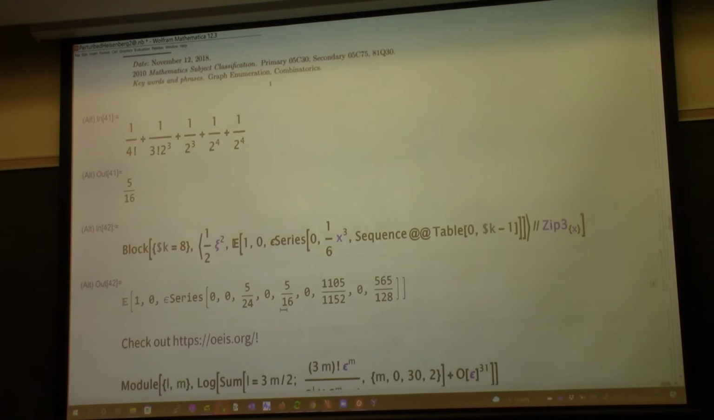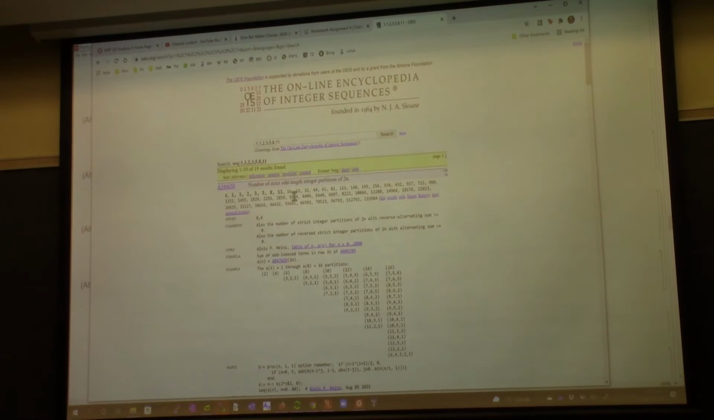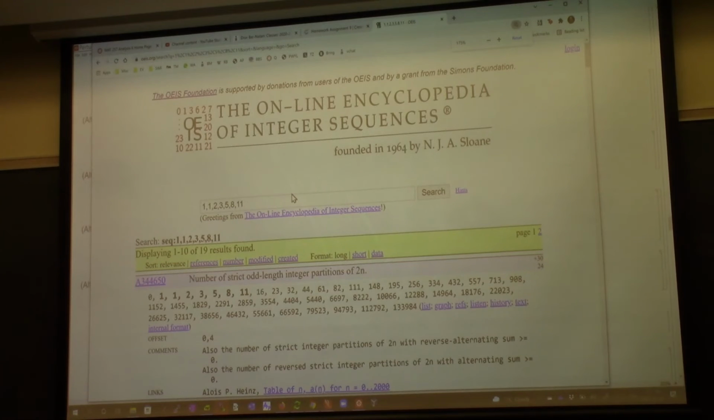Okay, so then I took advice from Jesse. Jesse told me, look at the online encyclopedia of integer sequences. So, that's an online tool where, if you enter 1, 1, 2, 3, 5, 8, 11, surely you recognize this. What is this? Fibonacci, right.